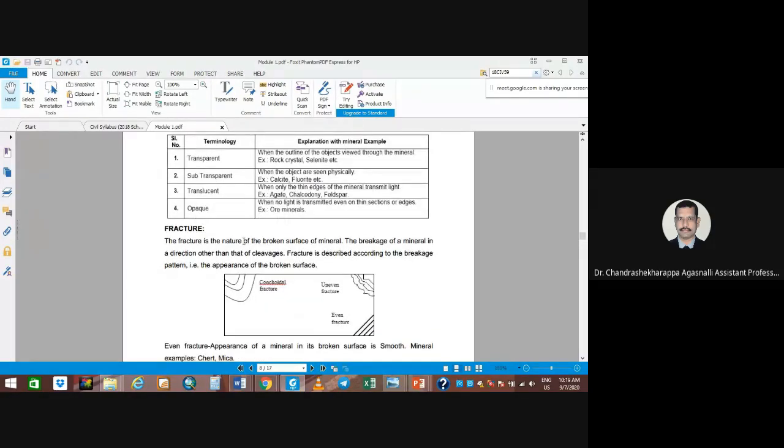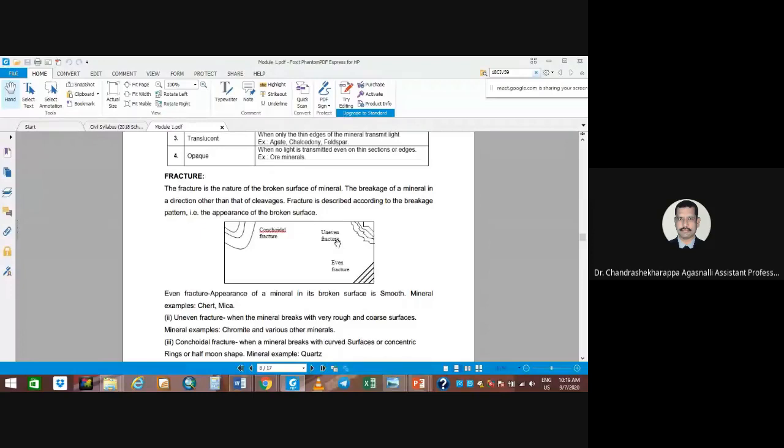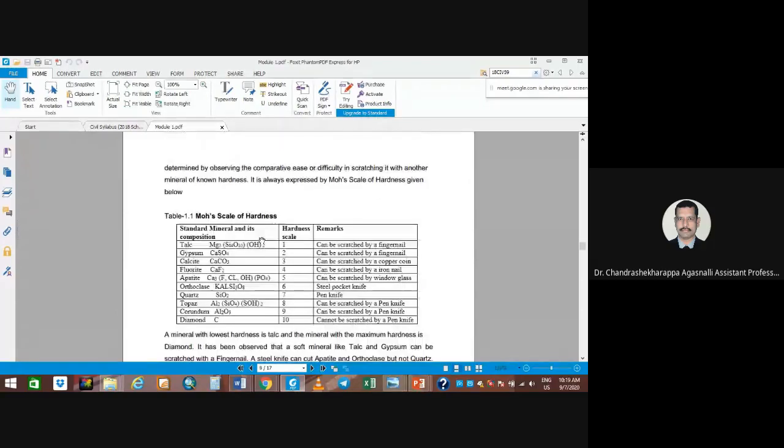Okay, and fracture, I told you: even fracture, uneven fracture, where the mineral cuts perfectly into a proper shape. Uneven is when you break the mineral and it breaks unevenly. And conchoidal is just like waves. Then hardness, the Mohs scale of hardness, will be there.